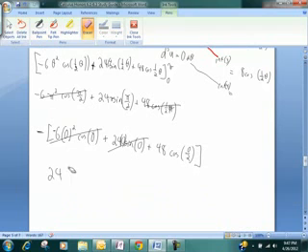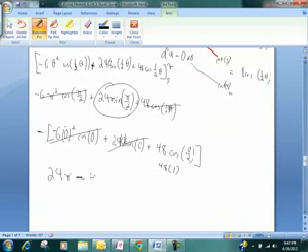So let me erase this here. 24 pi, because sine of pi over 2 is 1. And then don't forget this minus way in the front here. So it's minus 48 times cosine of 0, which is 1. So your final answer is 24 pi minus 48.